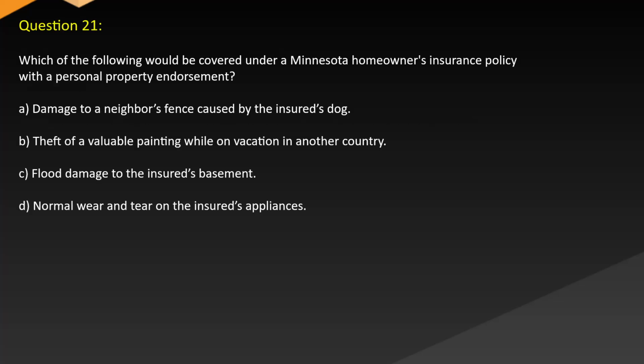Question 21. Which of the following would be covered under a Minnesota homeowner's insurance policy with a personal property endorsement? A. Damage to a neighbor's fence caused by the insured's dog. B. Theft of a valuable painting while on vacation in another country. C. Flood damage to the insured's basement. D. Normal wear and tear on the insured's appliances.